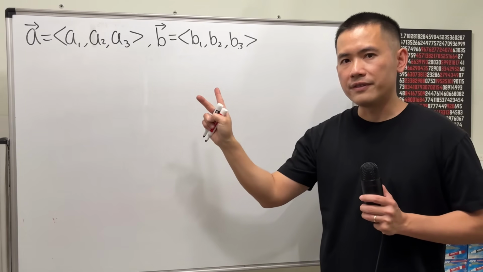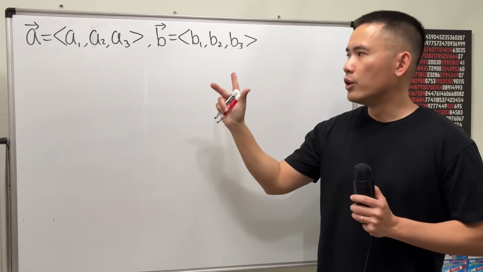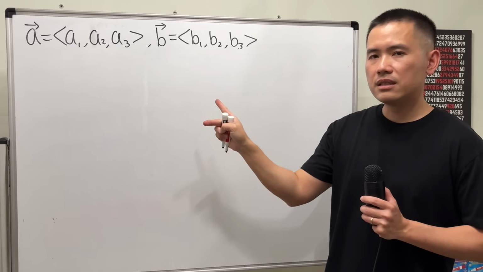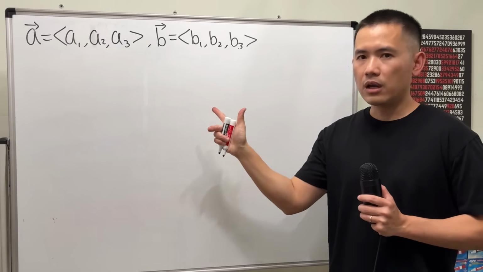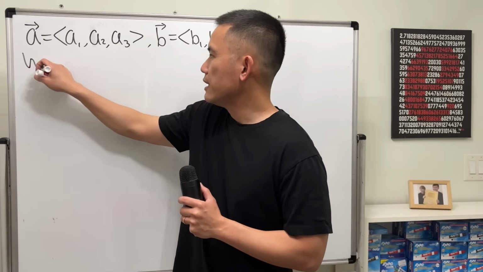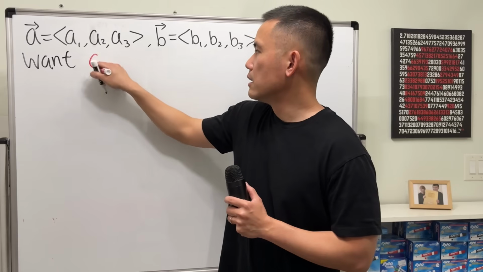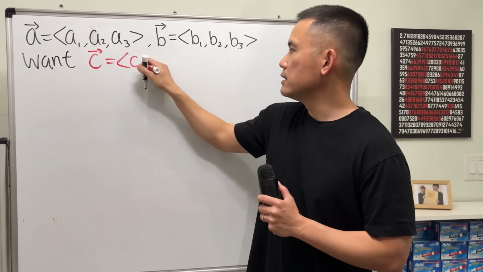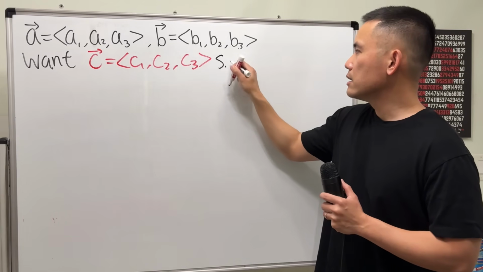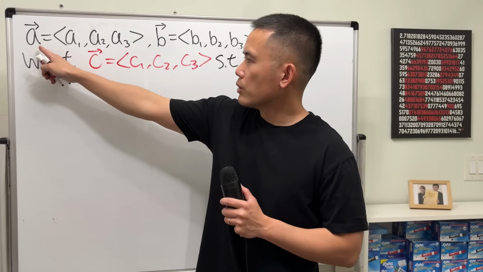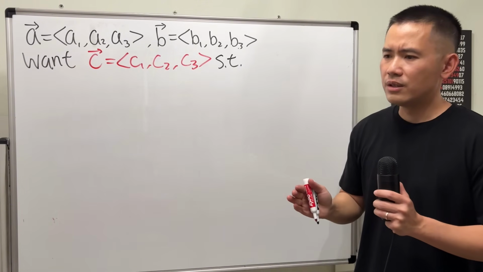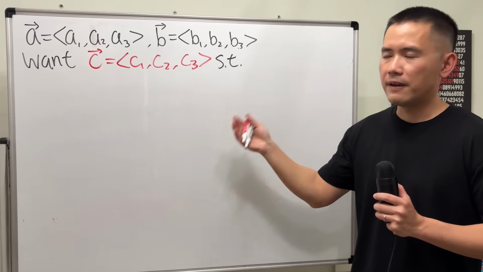Sometimes it's useful to have another vector that's orthogonal to both of them. That's the idea. Imagine you have the x and y axis. Well, z-axis is orthogonal to both of them, and here you have the right-hand rule. But in general, the idea is that we want another vector called C with 3 components, C1, C2, and C3, such that C is orthogonal to A and C is orthogonal to B. And orthogonal is just a fancier term for perpendicular when you are talking about vectors.